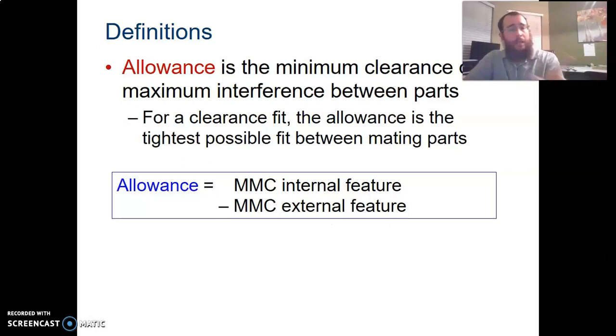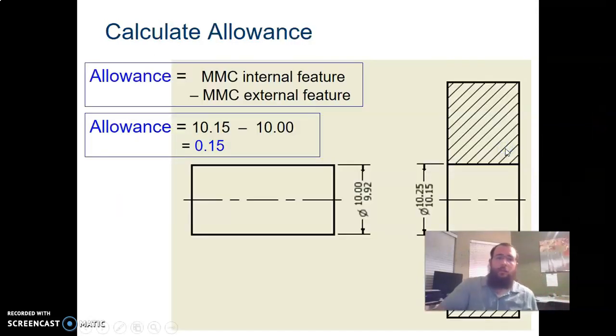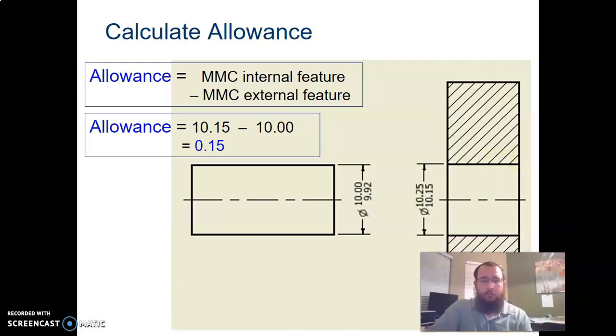Allowance, get down the definition of allowance. That's the last one to write down. Allowance is the minimum clearance or maximum interference between parts. And we'll look at that in an assignment for next week. So the allowance here is, the smallest that the wheel inside diameter can be is 10.15, and the largest that this axle can be is 10, giving an allowance of 0.15. So we're taking the smallest of the wheel, but the largest of the axle.